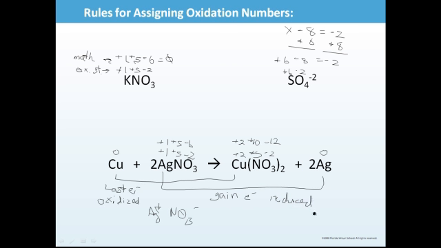All right, and that's it. That's how we do it. We assign oxidation states, figure out which one's changed. If they go up in oxidation state, it's oxidation. If they go down in oxidation state, it's reduction.